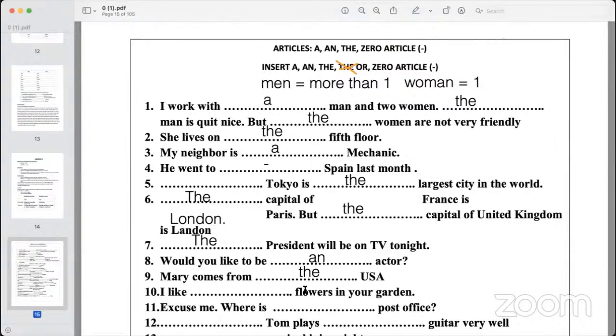Okay, we're going to do one more and then I'm going to let you guys finish the rest of the homework and then we're going to move on to lesson 9 of grammar. So I'm going to end it here.